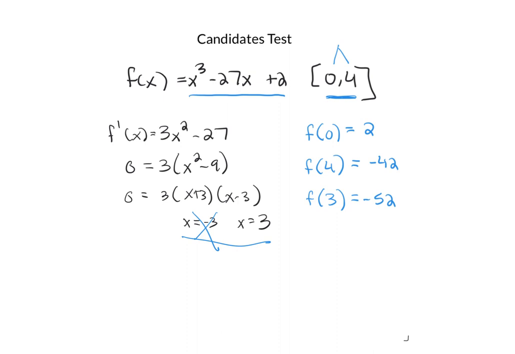So it's as simple as, hey, the highest number, this would be an absolute max. And the smallest number, this would be an absolute min. So the graph might look something like, so this endpoint is the highest, and then the critical point here is the lowest, and then it comes back up like that.